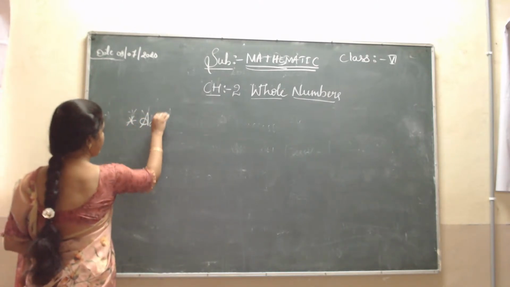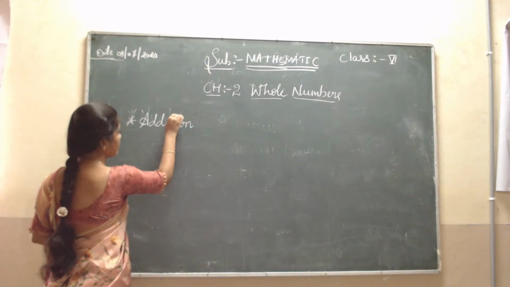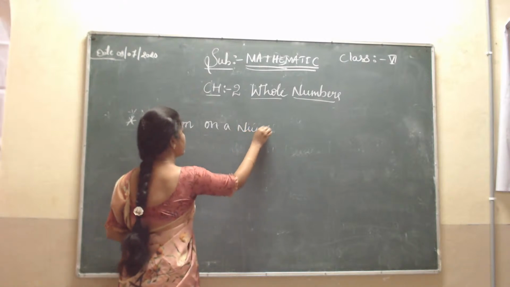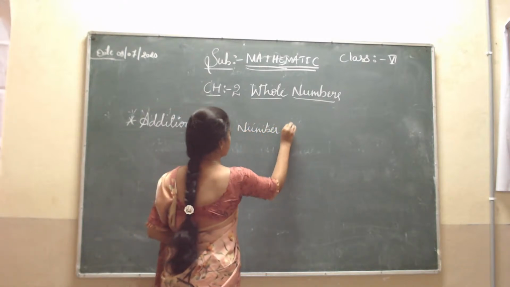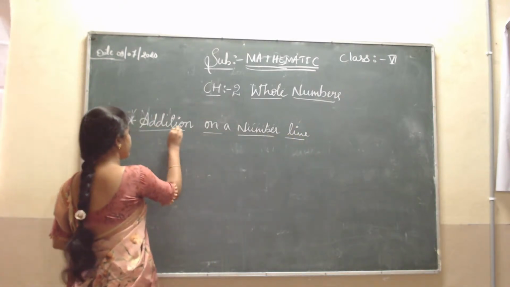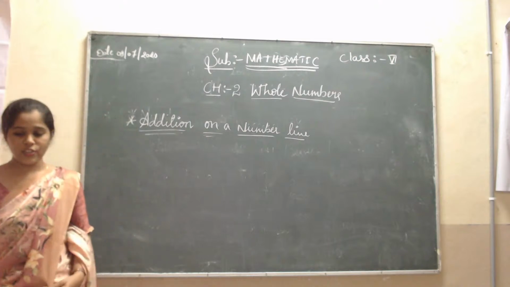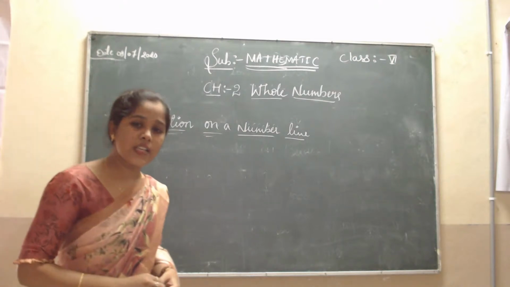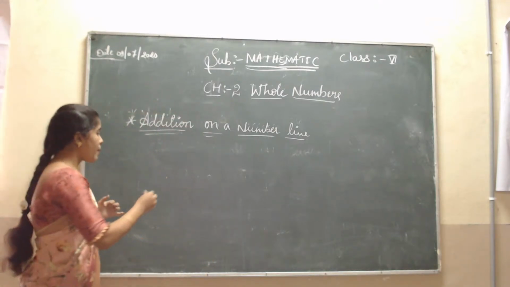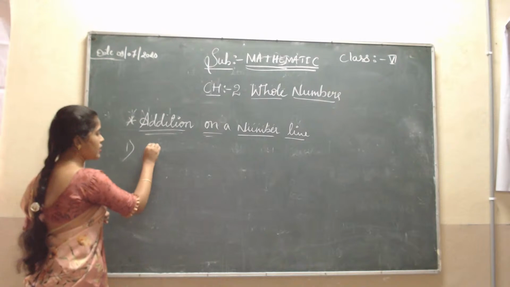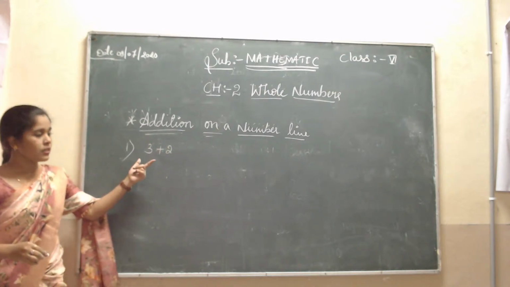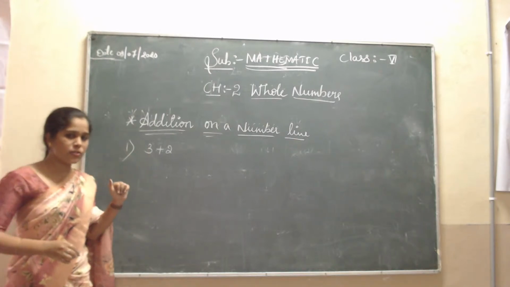Addition on a number line. See students, here we will see how to add numbers on a number line. First example, 3 plus 2. Take small numbers. 3 plus 2. We know that 3 plus 2 is 5.